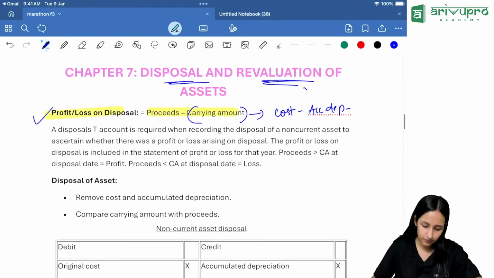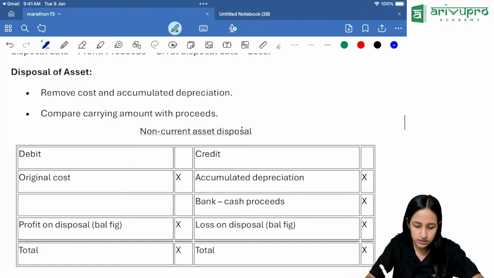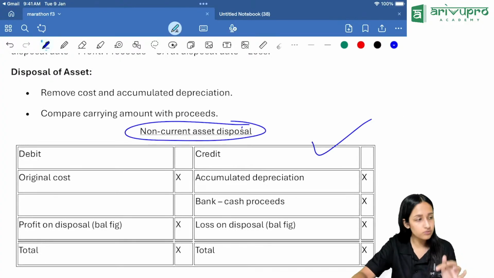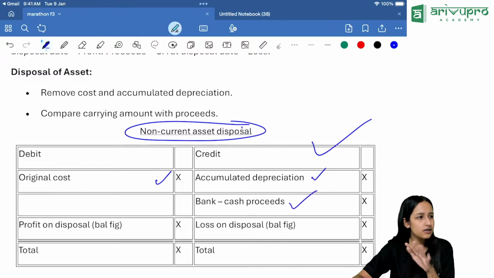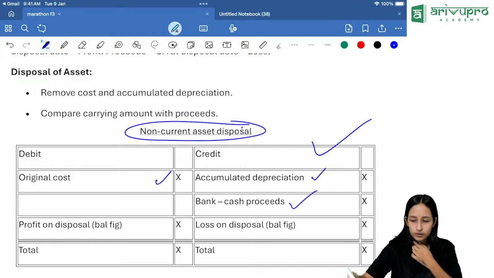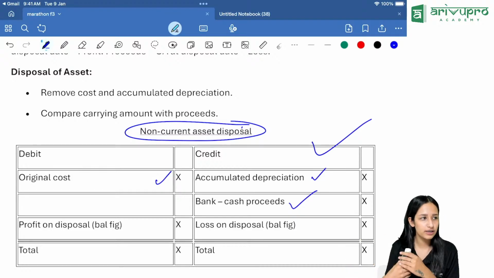That's the formula. Now to calculate the disposal, this is the formula that we'll be using. Debit, original cost will be here, depreciation. These tables you need to remember. Okay, I'll give you a moment to take a photo of this.